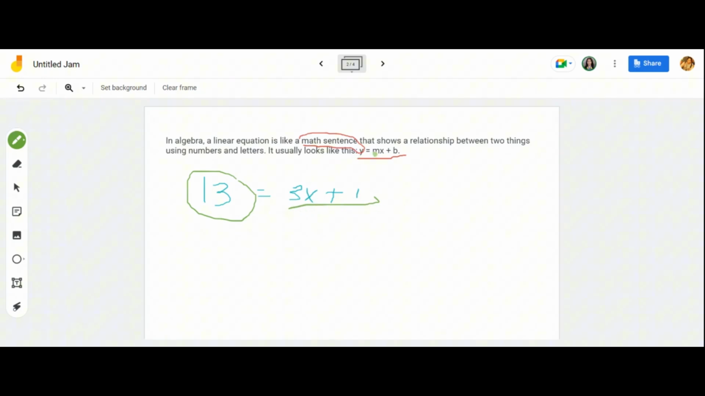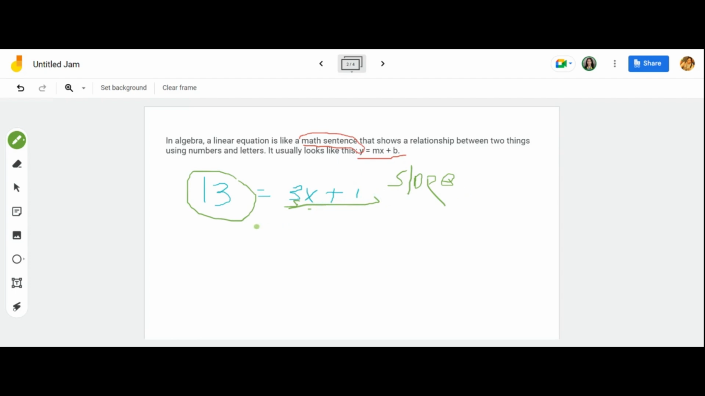So our m here, which is called the slope, means it is the slope of a line, or describes how steep a line is if we draw it in a graph. So our m here would be 3, and then x plus b, and our b would be 1 here. So basically b is also a number.